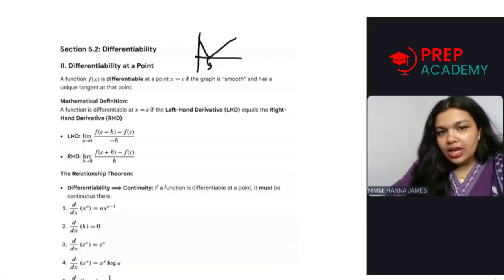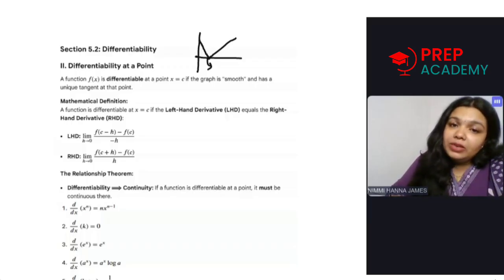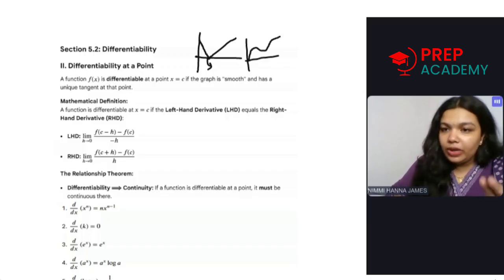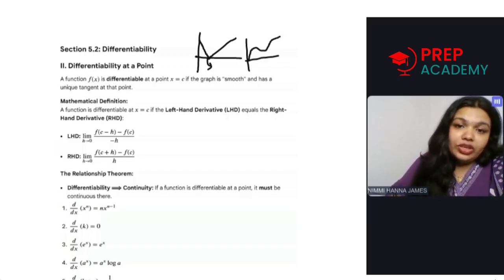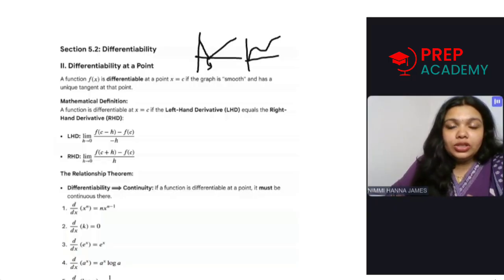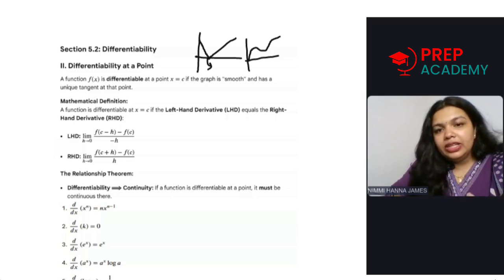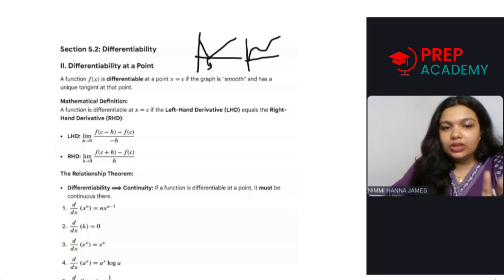Whichever function's graph is like this, the function is not differentiable. So differentiability means the graph should be smooth. Continuity was that we have to be able to draw the graph without lifting the pen. It should be continuous; there shouldn't be any point of discontinuity. Differentiability means the graph should be a smooth graph.